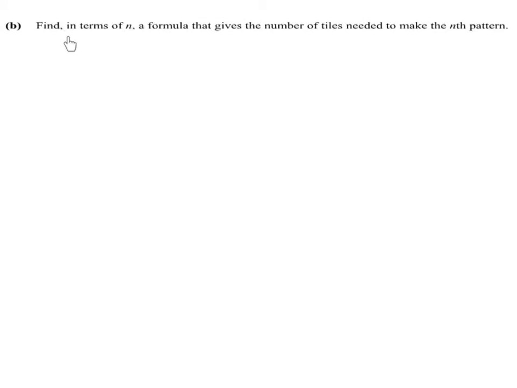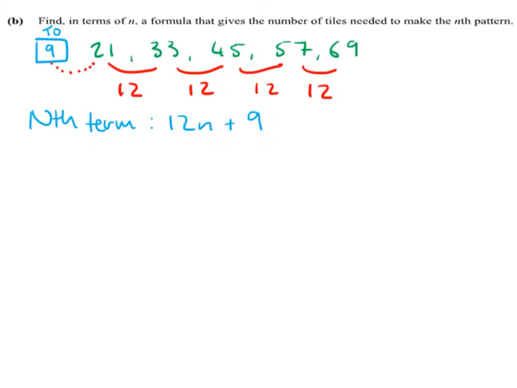Part B, find in terms of n a formula that gives the number of tiles needed to make the nth pattern. So what we have to do is find the difference between each term. To get from 21 to 33, it's plus 12. From 33 to 45, it's plus 12. 45 to 57, it's plus 12. 57 to 69, it's plus 12. So we have the same first difference, so we know that this sequence is linear or arithmetic.